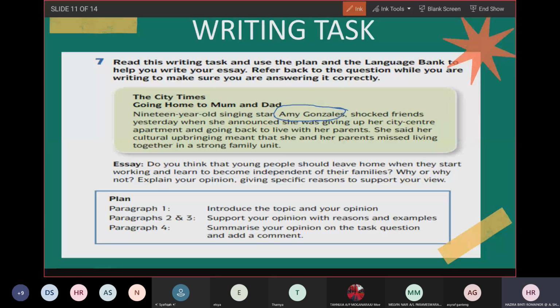Okay, the singing star returned back home to stay with her family members.